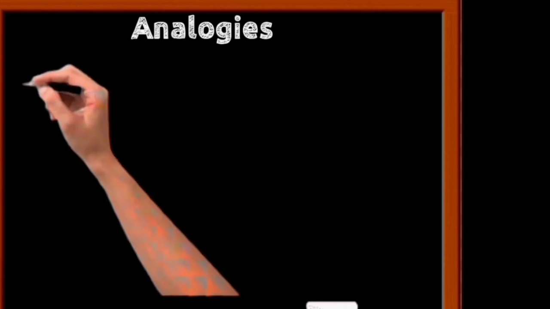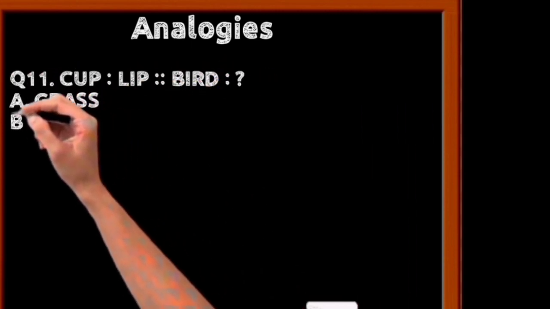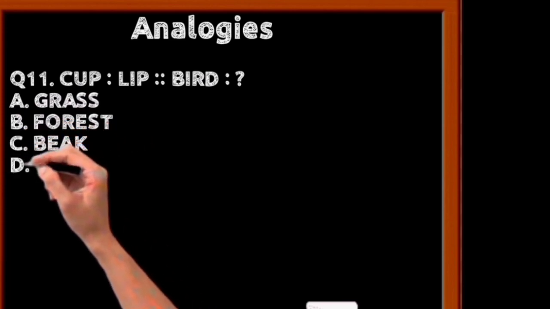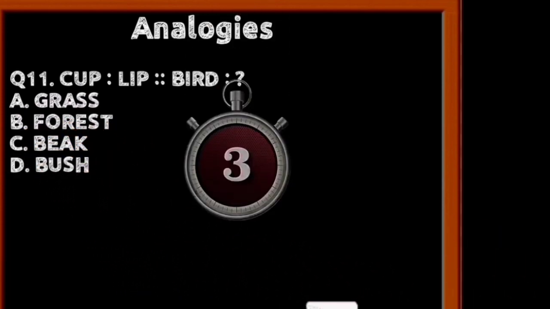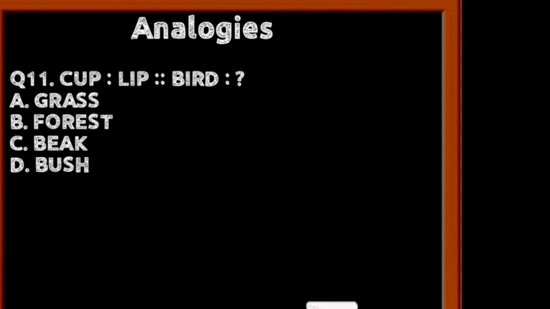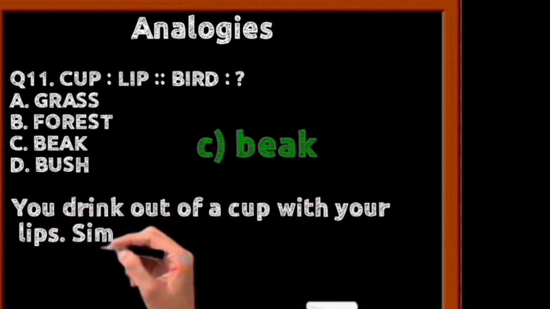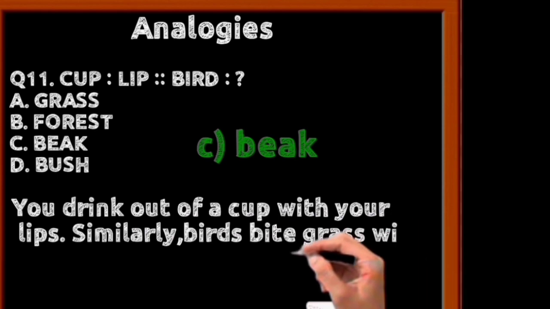The question is cup, plate, bird. Options are grass, forest, beak, and bush. Answer is option C, beak. You drink out of a cup with your lips. Similarly, birds bite grass with their beaks.